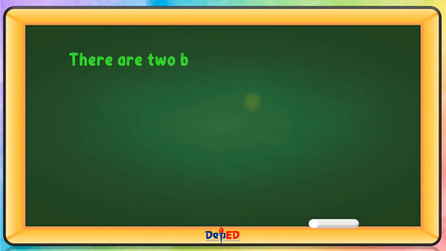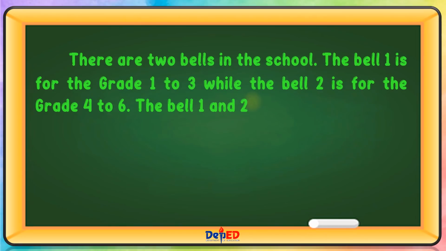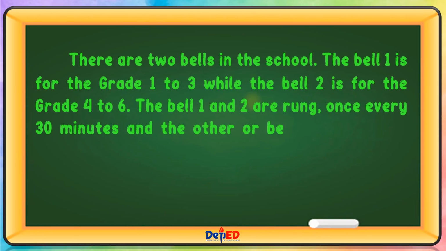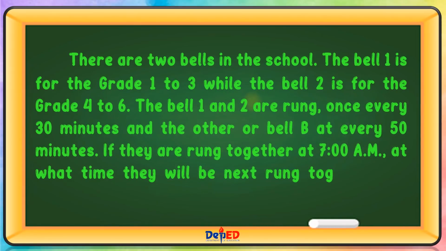There are two bells in the school. Bell 1 is for grades 1 to 3, while bell 2 is for grades 4 to 6. Bell A is rung once every 30 minutes and the other, bell B, every 50 minutes. If they are rung together at 7 a.m., at what time will they next be rung together for their recess?